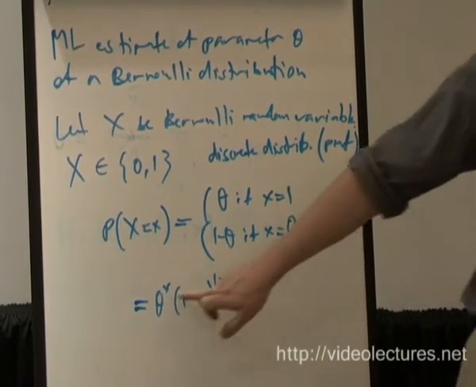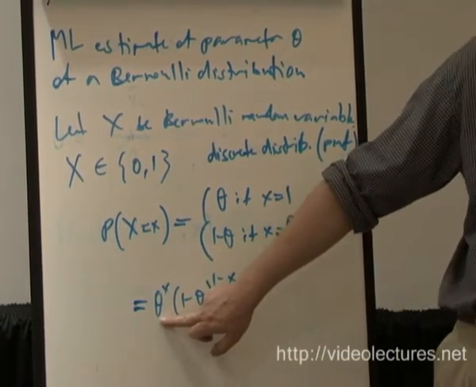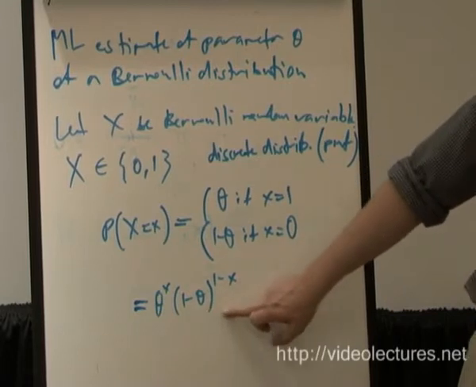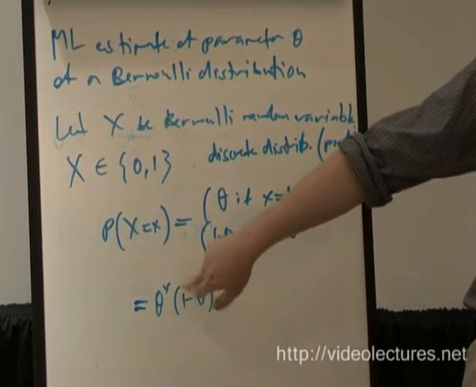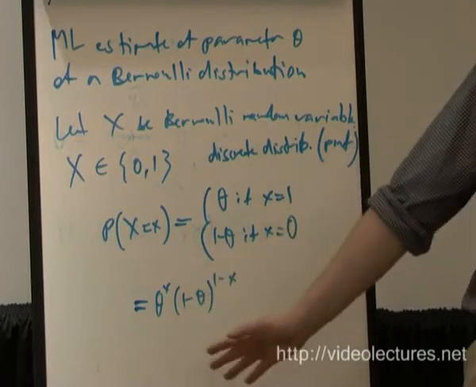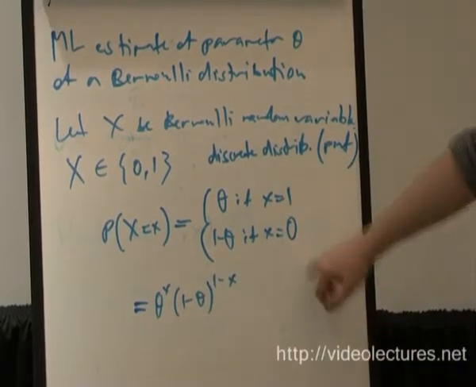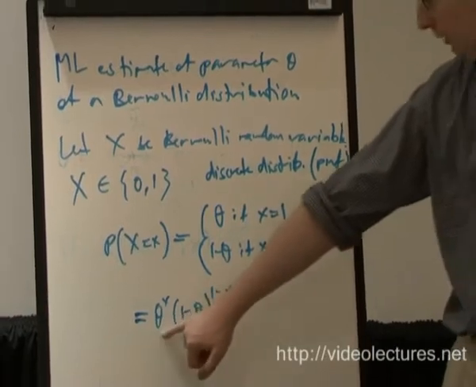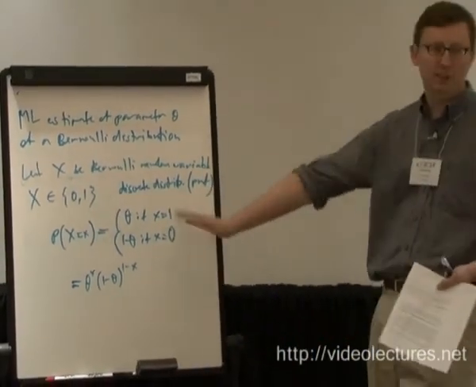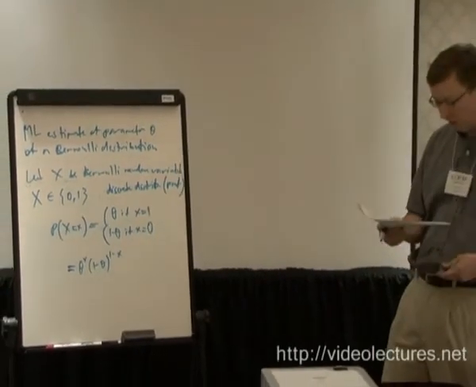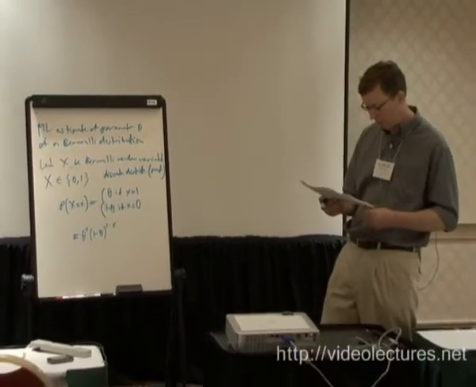If x equals 1, then theta to the power 1 is theta, and 1 minus theta to the power 0 is 1. So this is theta times 1 if x equals 1. And if x equals 0, then here we get 1 times 1 minus theta. So this says the same thing as this. It's just a notational trick.